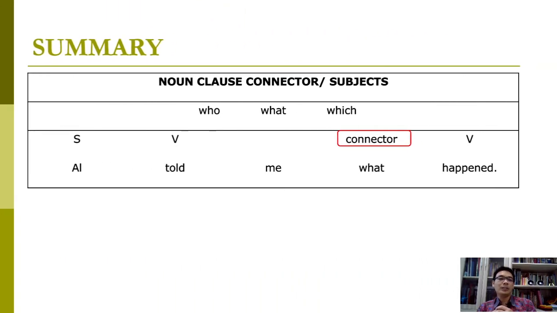So let's continue to the summary. Here, noun clause connector subject, we only have three connectors which function as subjects of the clause: who, what, which. Okay. The pattern will be subject, verb, connector as the subject also, and verb. Al told me what happened. Subject, verb, connector, subject, verb. Let's continue.